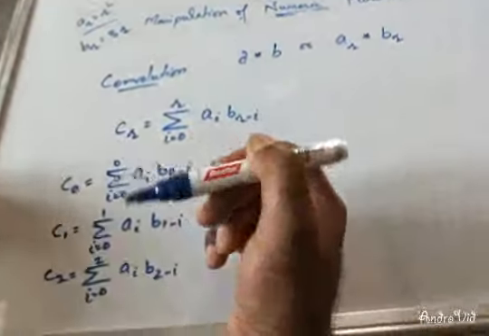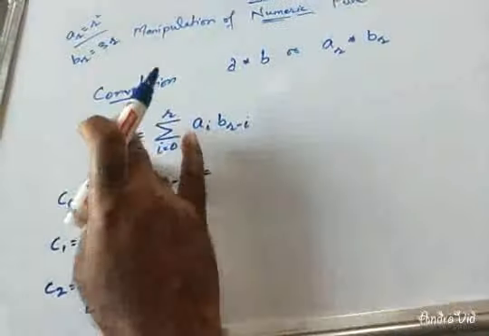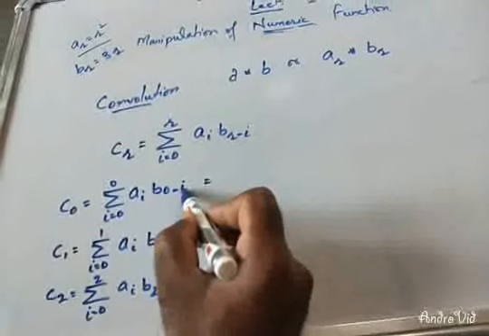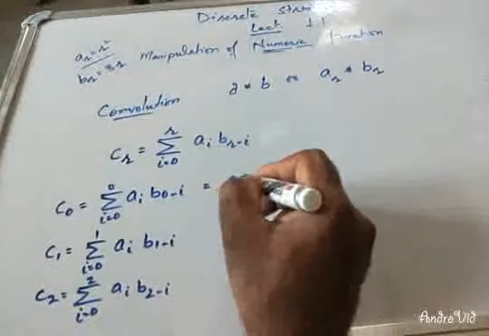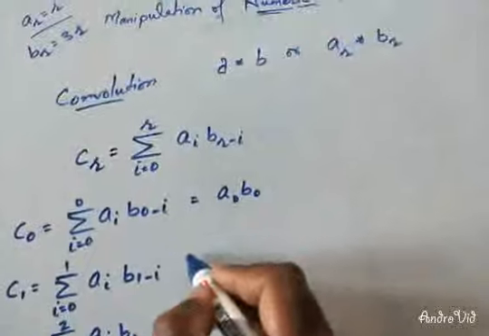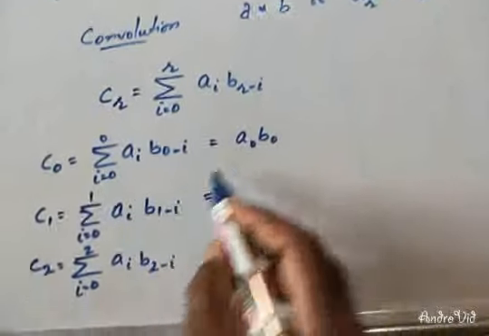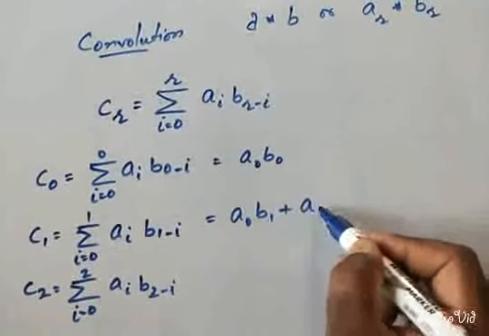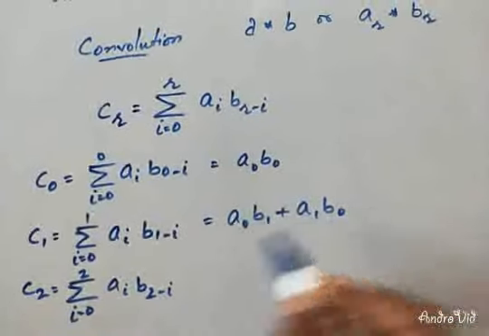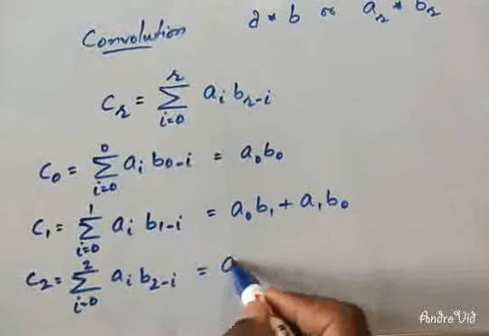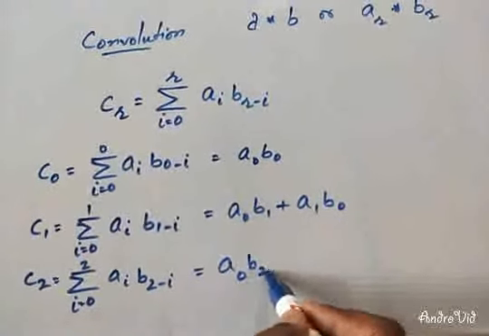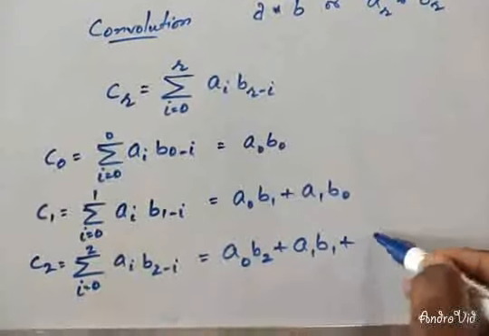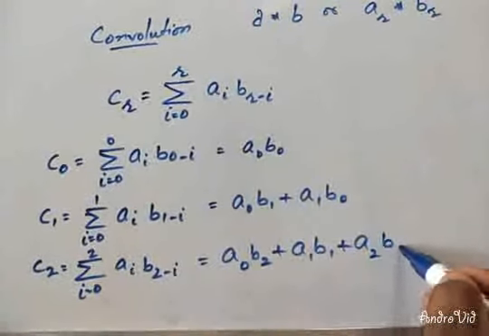So the 0 to 0 summation will have only a single element, which is A0 B0. C1 will have two elements, A0 B1 plus A1 B0. C2 will have three elements, A0 B2 plus A1 B1 plus A2 B0.